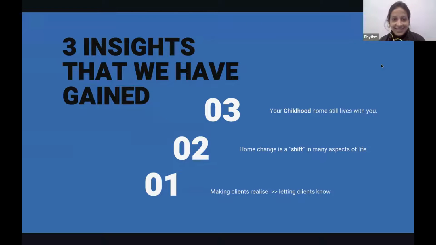The second interesting insight was that buying a home, or having a home change, is a big shift in your life, not just financially but in all aspects of your life. Then the third insight that we gathered, and I believe a lot of our partners can also gain experience from that, is that it is much more effective to make clients realize something than to tell them something. Don't tell them, hey, this is the problem, but through discussions and questions, make them realize what the problem is, and it's so much more effective.